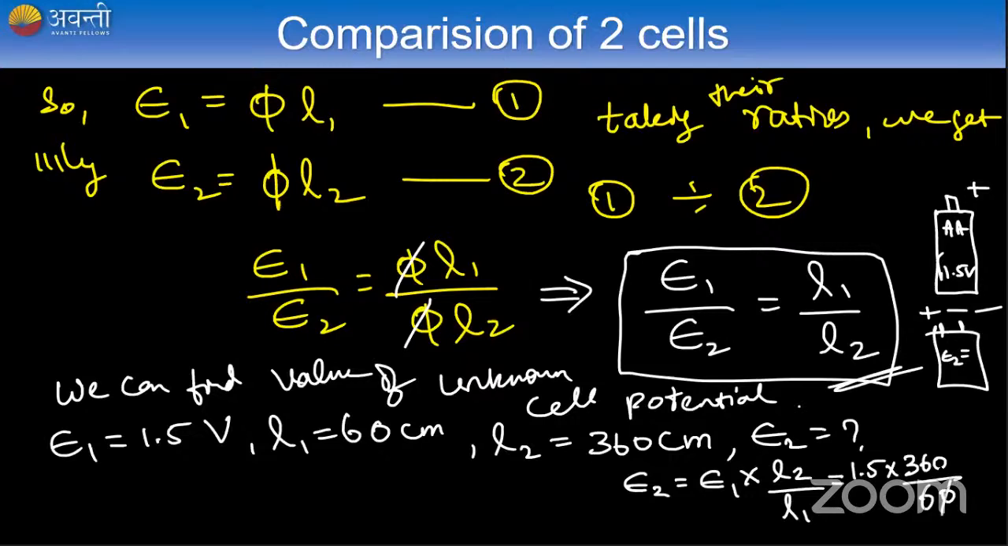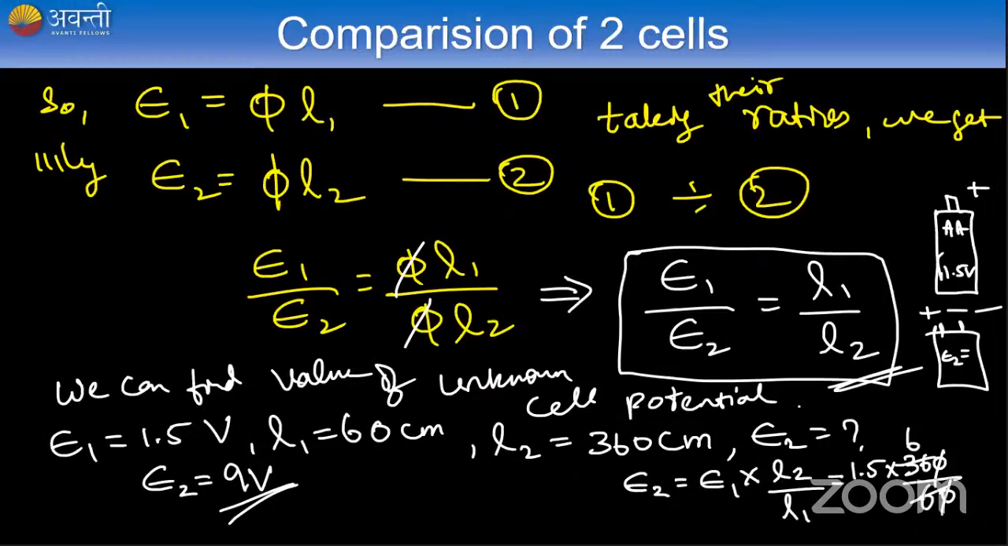Correct answer. So 360 upon 60 is 6. 6 into 1.5 is 9. So my value of E2 will be 9 volts. Okay. Value of E2 is 9 volts.